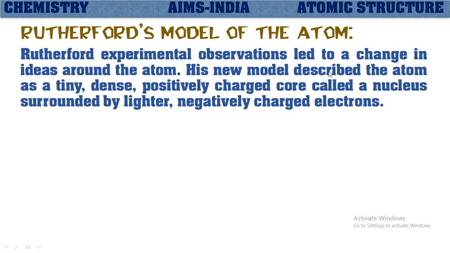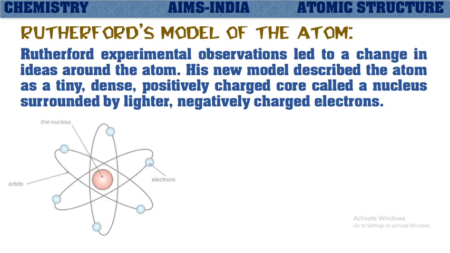His new model described the atom as a tiny, dense, positively charged core called a nucleus, surrounded by lighter, negatively charged electrons. This way, the total mass of the atom is concentrated in the center. This is called the nucleus. Around this, electrons are revolving.